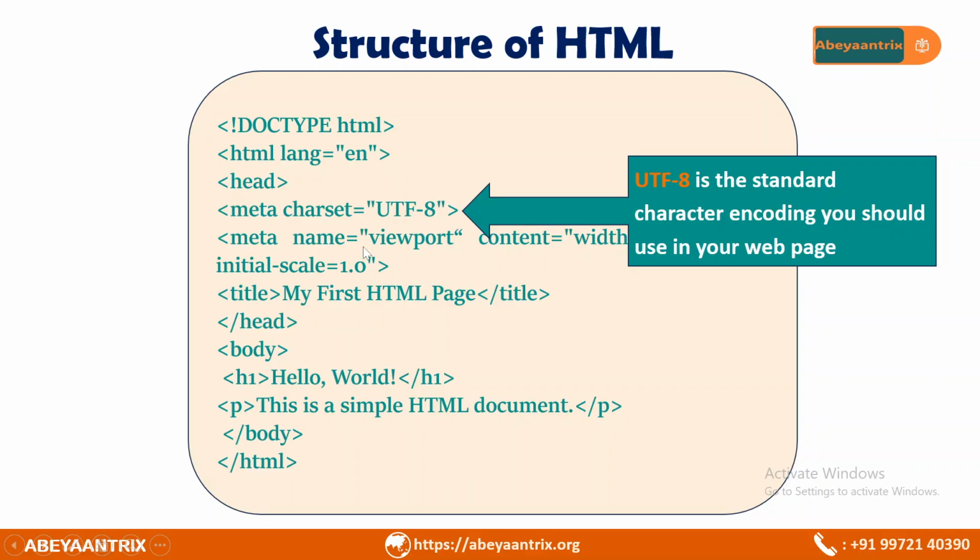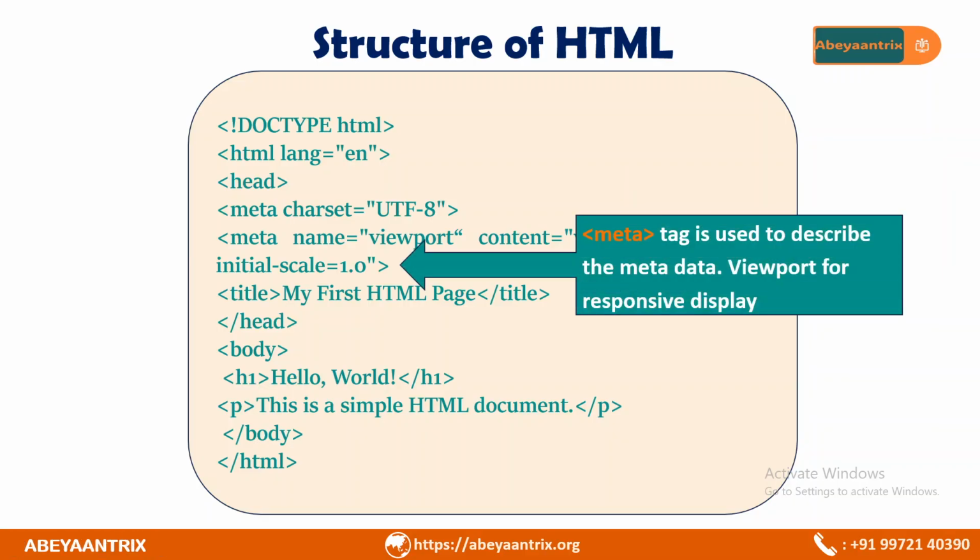Next is meta name equal to viewport and content with initial scale equal to 1.0. This line is a tag used to describe metadata. Whatever data you put in your web page is going to display in a responsive format. If you developed your web page in your system, then when you deploy your web application on the server, many people will open it in a tab, on mobile, or on different screen sizes, right?